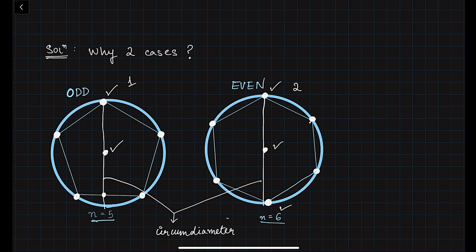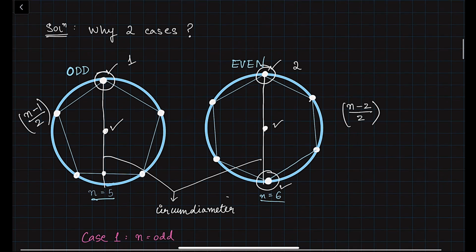So what difference does this make for solving our problem? We can see that the circumdiameter divides the regular polygon into two equal parts. And the number of points, excluding the points already on the circumdiameter, which are these points, we can see that the number of points on either side of the circumdiameter is (n minus 2) by 2 for the even case, and in this case it is (n minus 1) by 2 on either side of the circumdiameter. So let us use this fact to solve our problem.